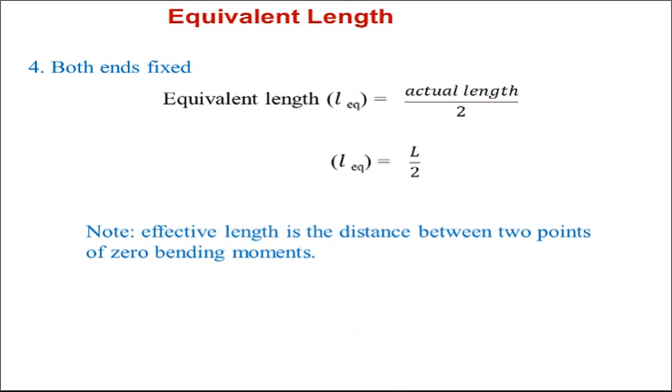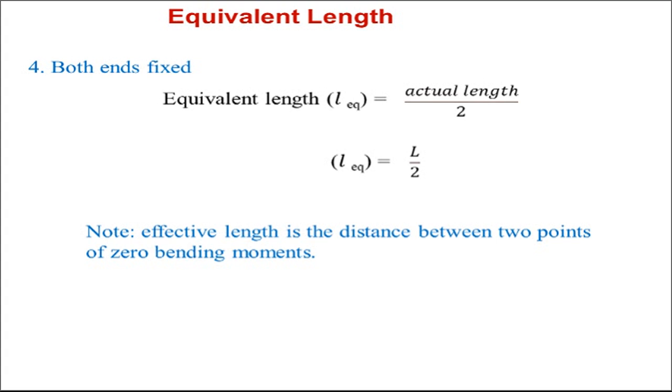Next, both ends are fixed. In that case, your equivalent length is equal to half of the actual length. So here it is LE, or sometimes LEQ, is equal to L by 2, or half of the actual length.